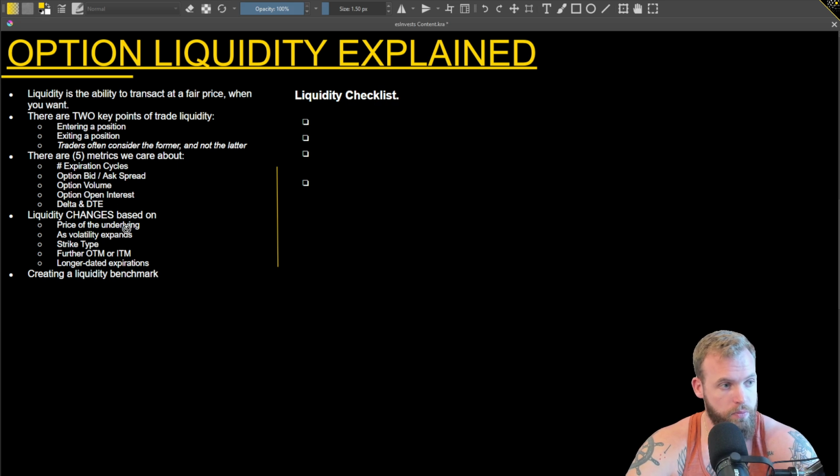So there's a few things you should have picked up from what I've just shared. The first thing is that the price of the underlying impacts the liquidity of your option. More expensive underlyings will typically have wider bid-ask spreads, less liquid options on a relative basis. As volatility expands, that will impact your options liquidity, which we'll take a look at. The type of strike also impacts your options liquidity.